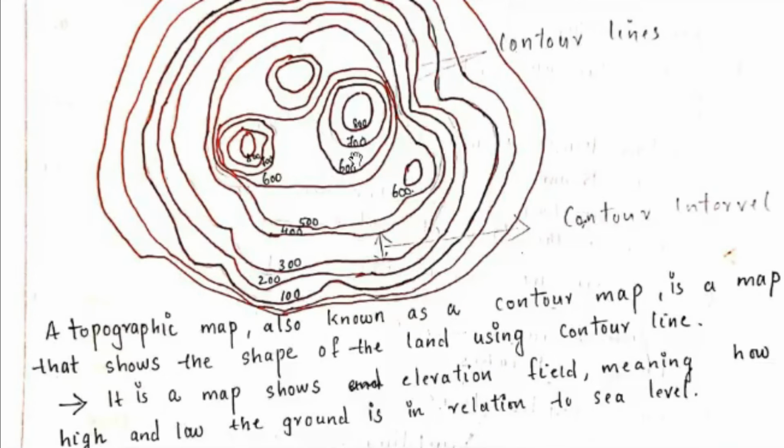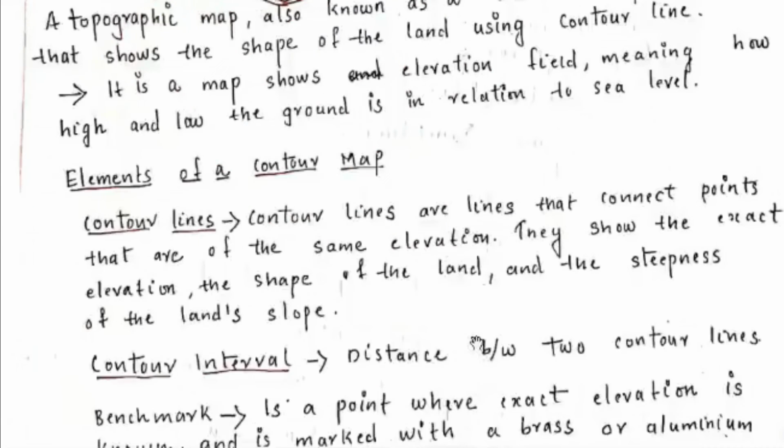But in the case of a valley area, it will be the opposite. It will be in ascending order. The smallest value will be present in the center, and towards the outside it will be increasing. That is how the valleys and hills will be identified.